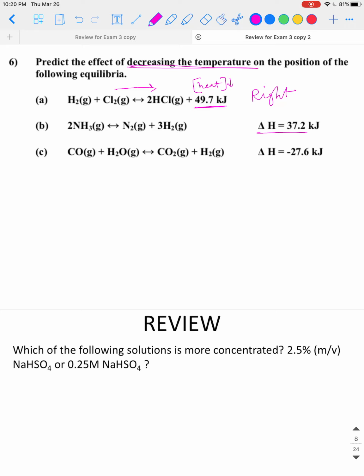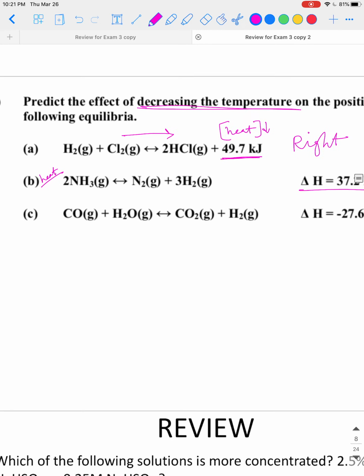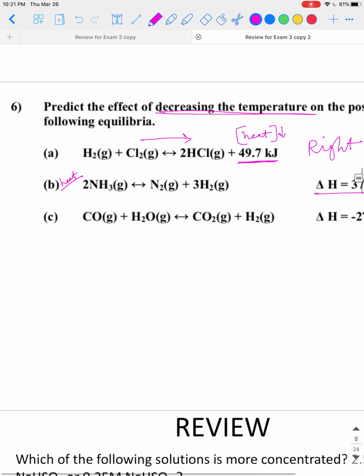On the next reaction, we see delta H is positive, which means that heat is a reactant. So if heat is a reactant and we decrease temperature, it's like we are decreasing the concentration of a reactant, and it's going to now shift back to the left to replace heat.